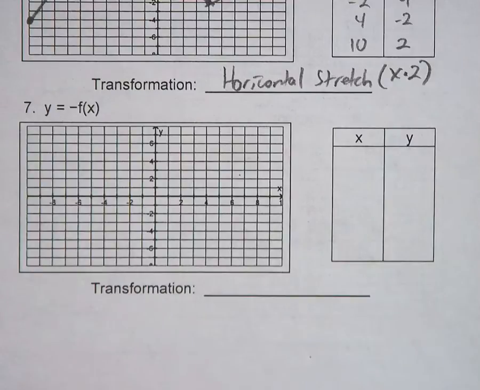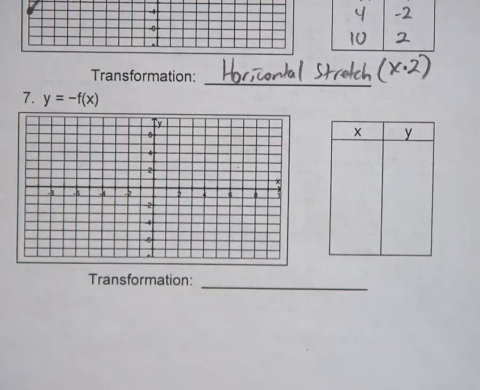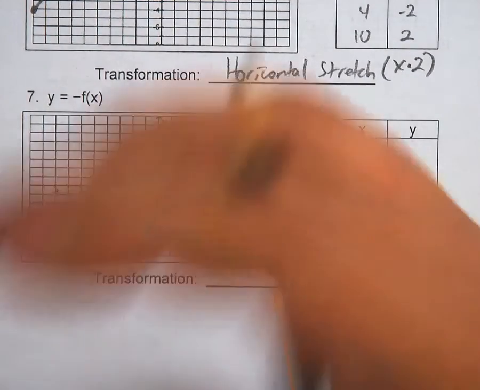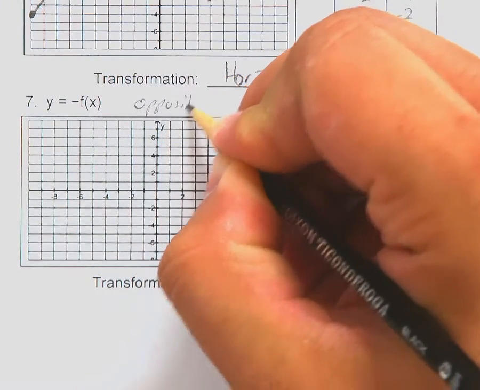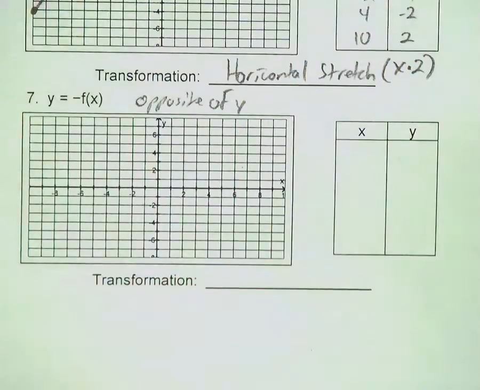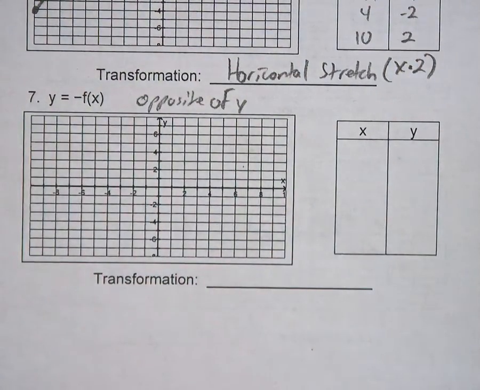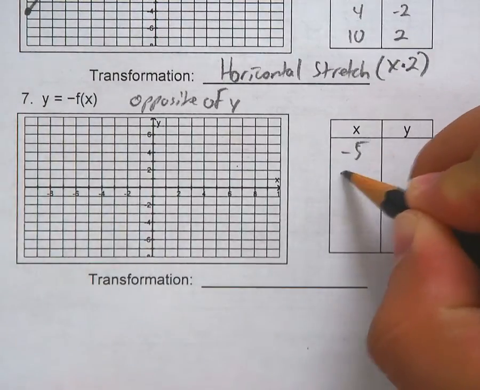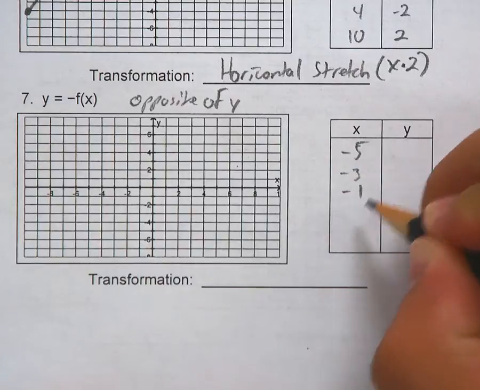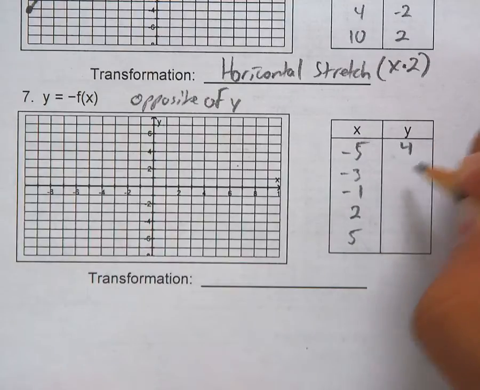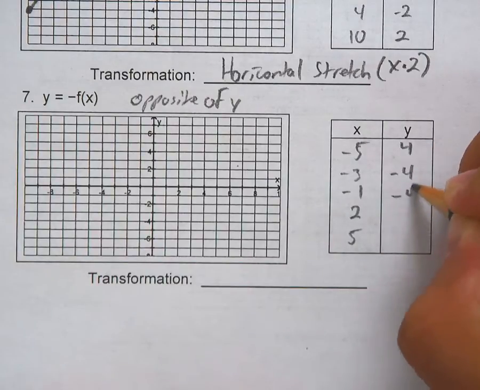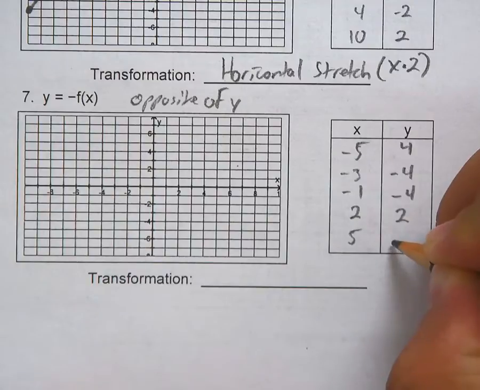Alright, so 7 is y equals the negative f of x. So what are we doing here? We're trying to find negative f of x. Well, f of x is y, isn't it? So if that's the case, don't I need the opposite of y? I need to take my y's and flip them to the opposite values. So my x's have not changed: -5, -3, -1, 2, and 5. My y's are going to be now 4, -4, -4, 2, -2.